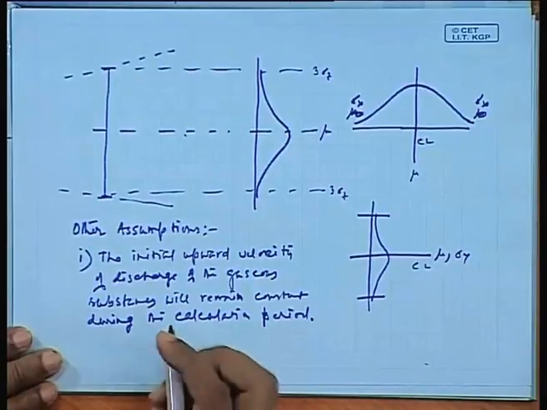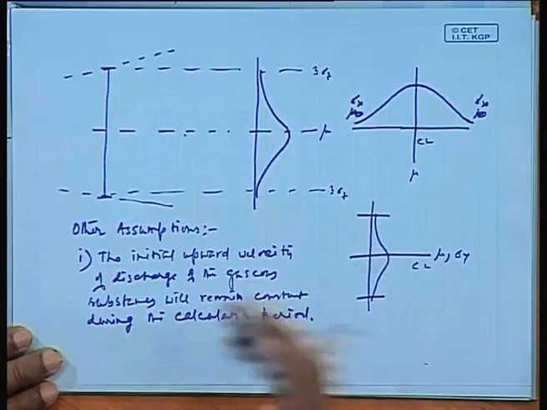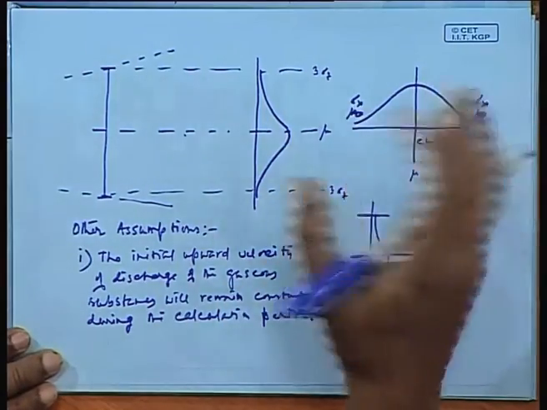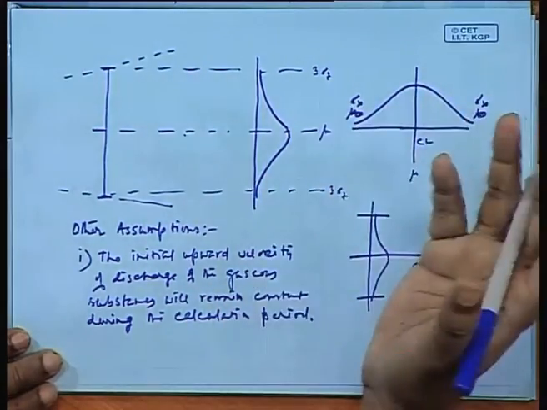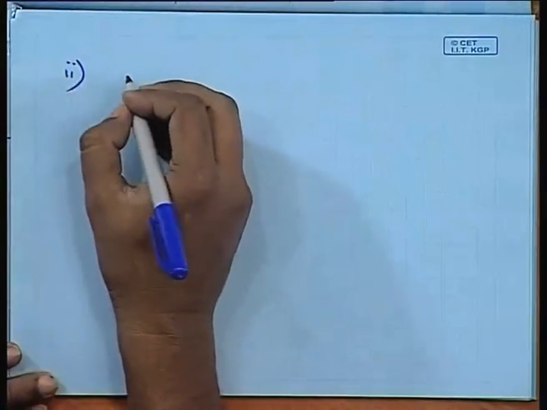Whatever calculation we are trying to do, it can change, but essentially with that the mu and the sigma x, sigma y, sigma z also change. Okay, this is number one.